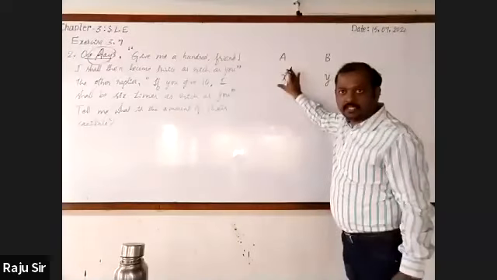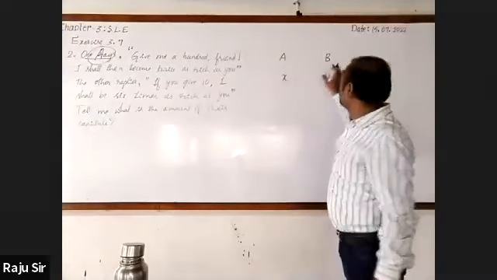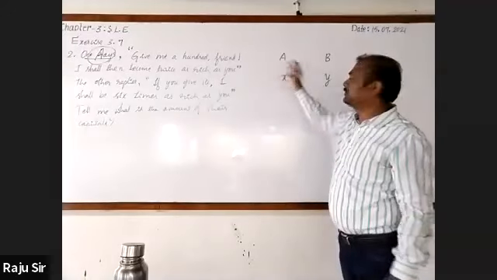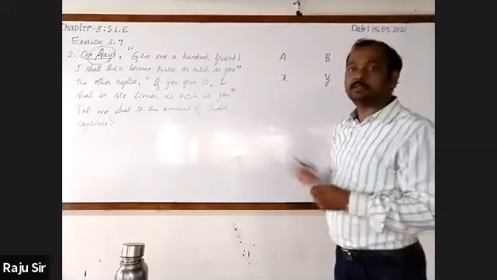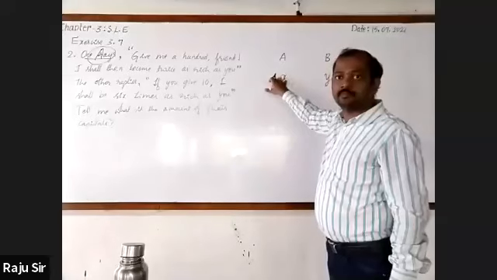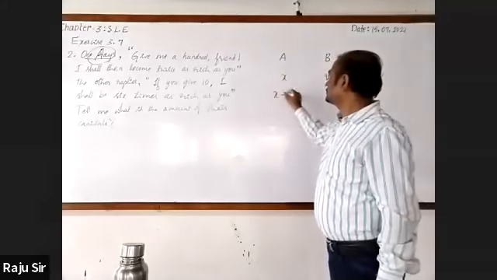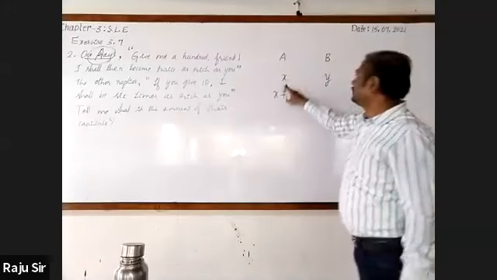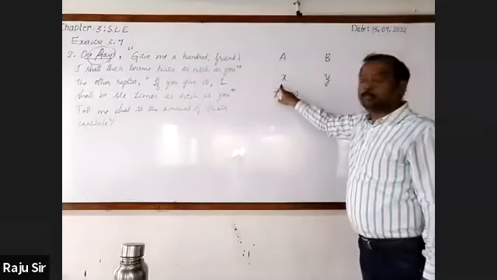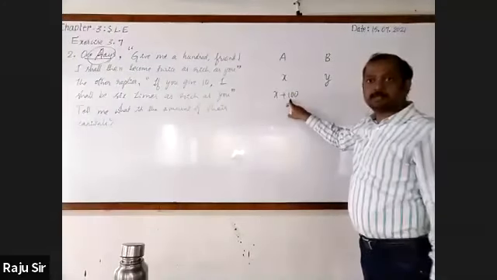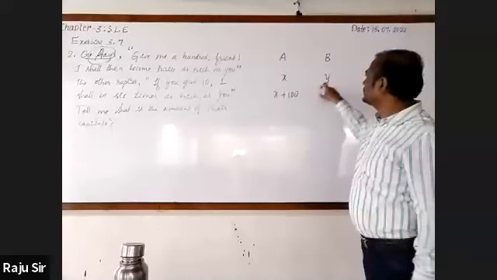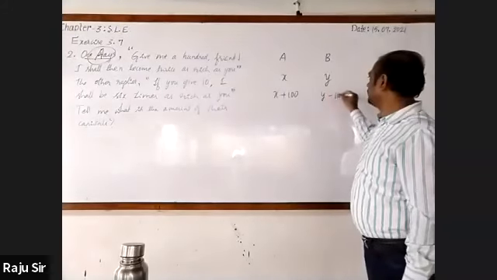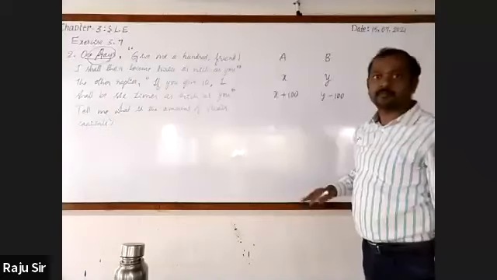A will ask 100 rupees from B. If B gives 100 rupees to A, what is the amount with A now? X plus 100. He will receive 100 rupees from B, so the amount with A is X plus 100. What is the amount with B? Y minus 100.